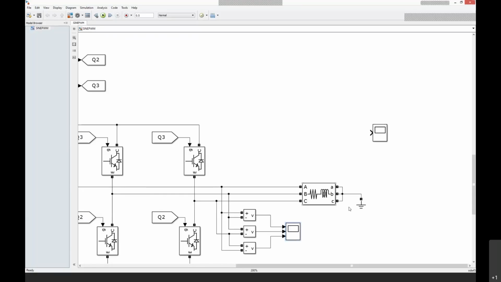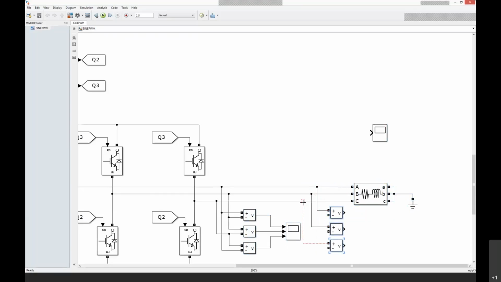If this is three phase, line voltages, right? If you want, you can also measure the phase voltages. So here, the phase voltages are the same. This is connected to A phase, this is connected to B phase, and this is connected to C phase.